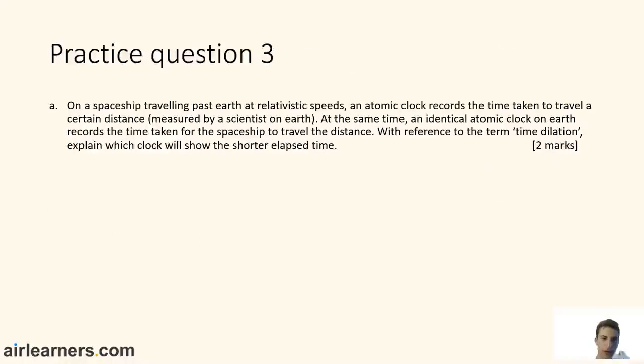All right, on to practice question 3a. On a spaceship traveling past Earth at relativistic speeds, an atomic clock records the time taken to travel a certain distance, as measured by a scientist on Earth. At the same time, an identical atomic clock on Earth records the time taken for the spaceship to travel the distance. With reference to the term time dilation, explain which clock will show a shorter elapsed time. 2 marks. Should take you a couple of minutes at least, because it is an explanation question. So pause the video, do the question, and you can click play when you are ready to go.